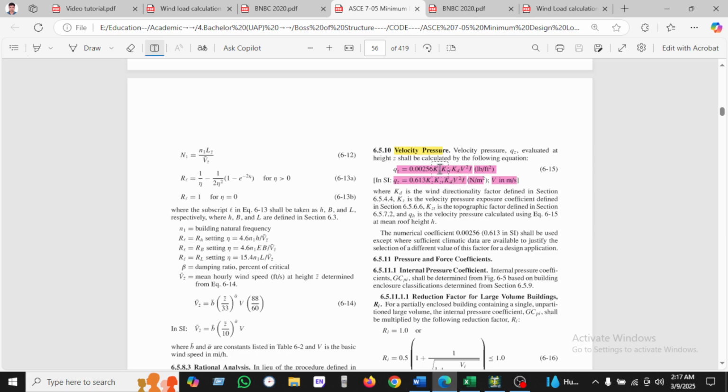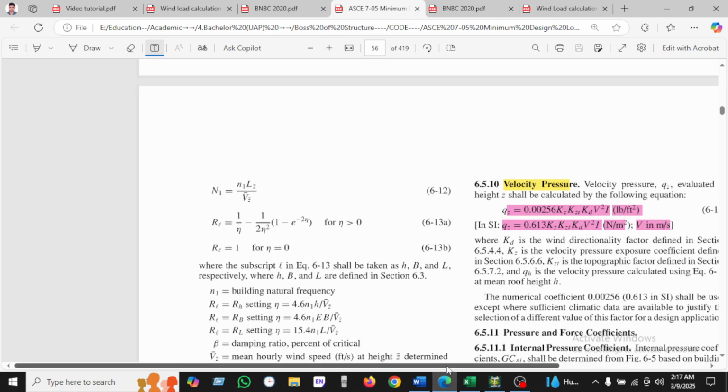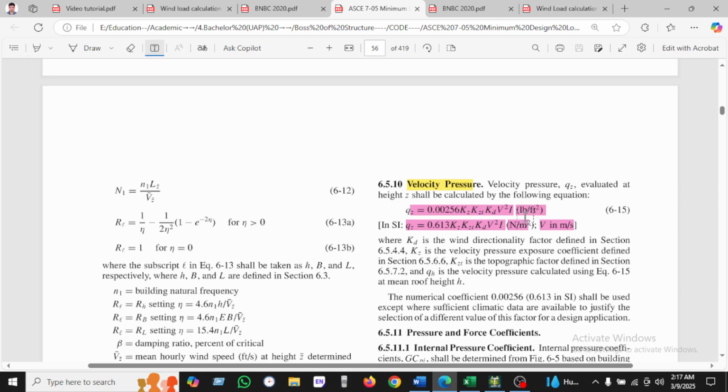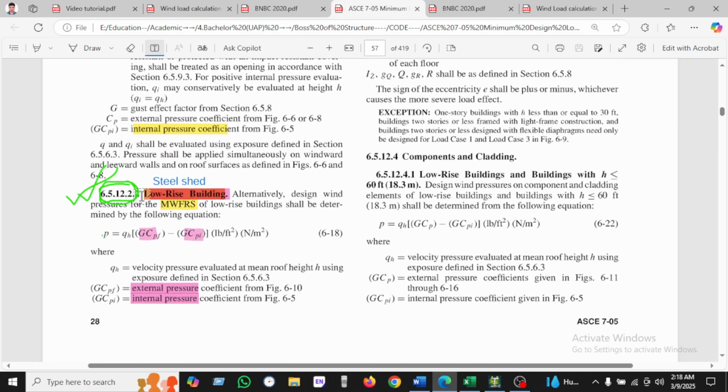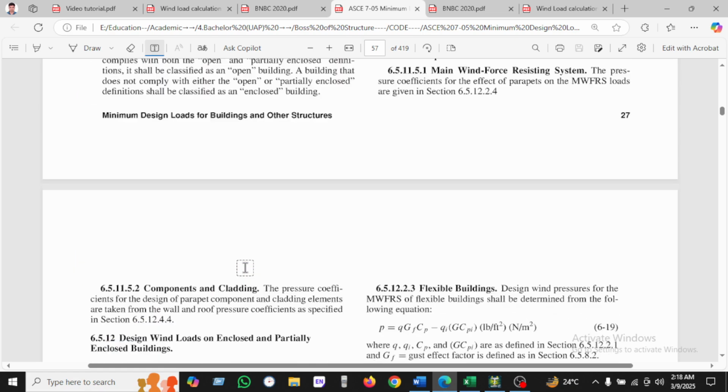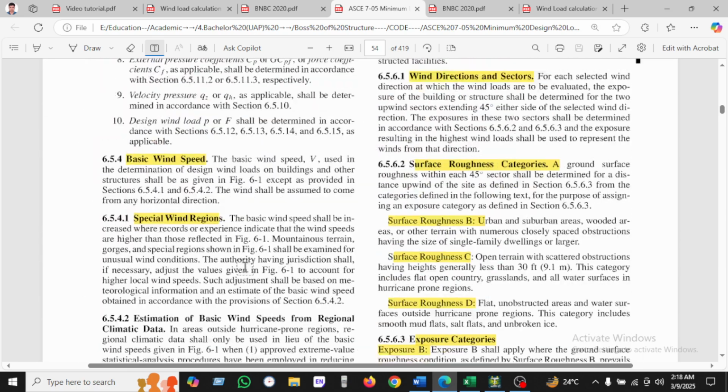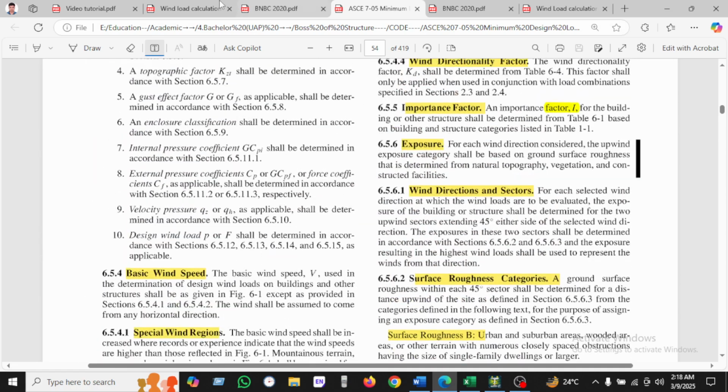And the velocity pressure we have seen: if it is taken in pounds per square foot, then we will use 0.00256, and if we calculate in Newtons per square meter, then we will use 0.613. And we have seen that for rigid buildings of all heights we can use this, but we are using a steel shed building, which is a low-rise building. So let's see how we'll complete the task.